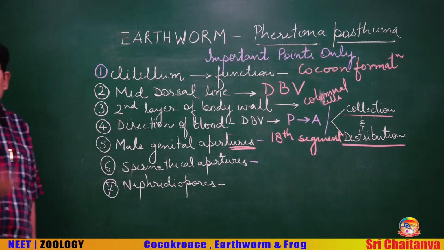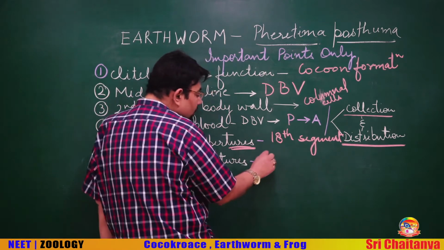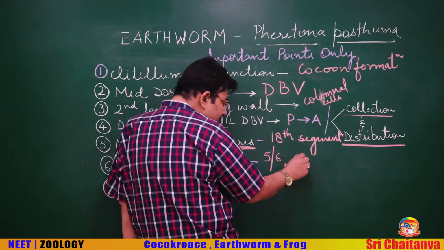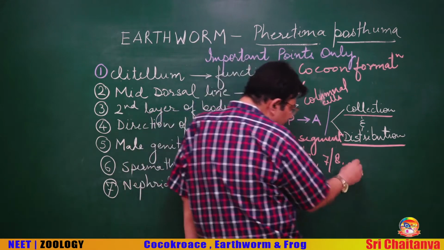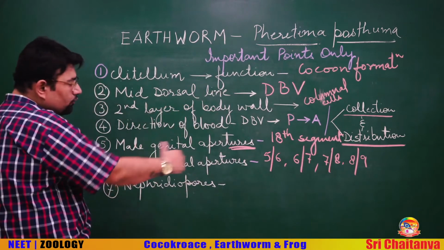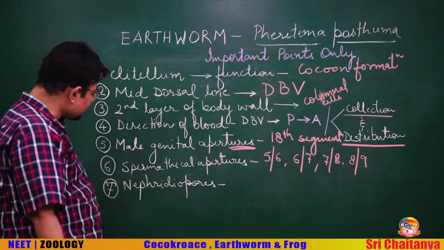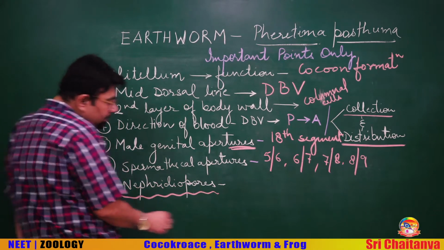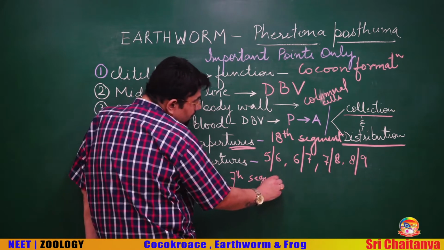Spermathecal apertures, four pair, and they are present at the junction of 5th and 6th segment for the first pair, 6th and 7th for the second, 7th and 8th for the third, and the fourth pair is at the junction of 8th and 9th segment. The groove in between the segments, in that groove the spermathecal apertures are present. Nephridiopores are present from the 7th segment to the last.